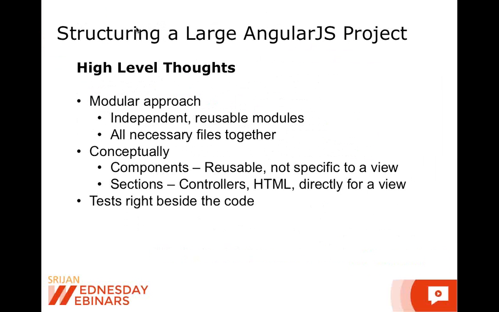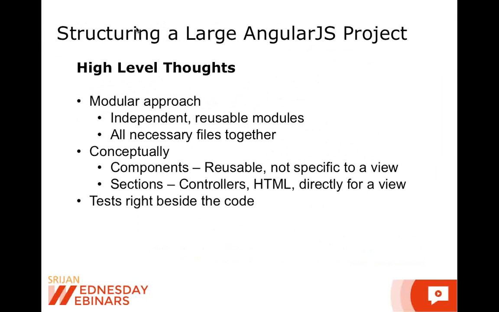And what we've come up with instead as best practices is a way to split your application into what we call components and sections. And the other recommendation is to have your test code right beside the code, so that you're not left trying to find and dig through your project to find unit tests. They're right beside the file, the lines of code that they are testing.